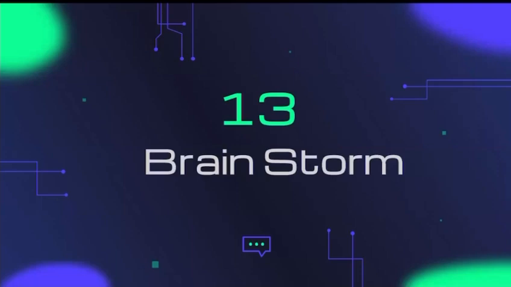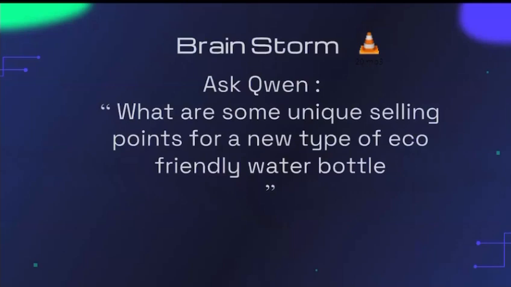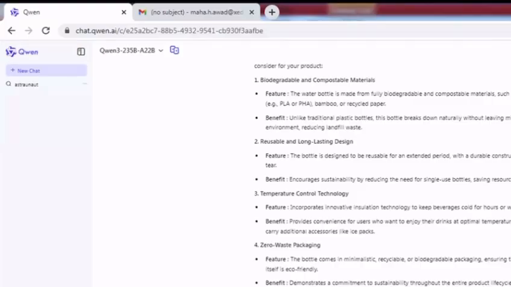So the last but not the least feature of Qwen is brainstorming. And here we go. What are some unique selling points for a new type of eco-friendly water bottle, for instance? This is my prompt to Qwen, and there we have the results.